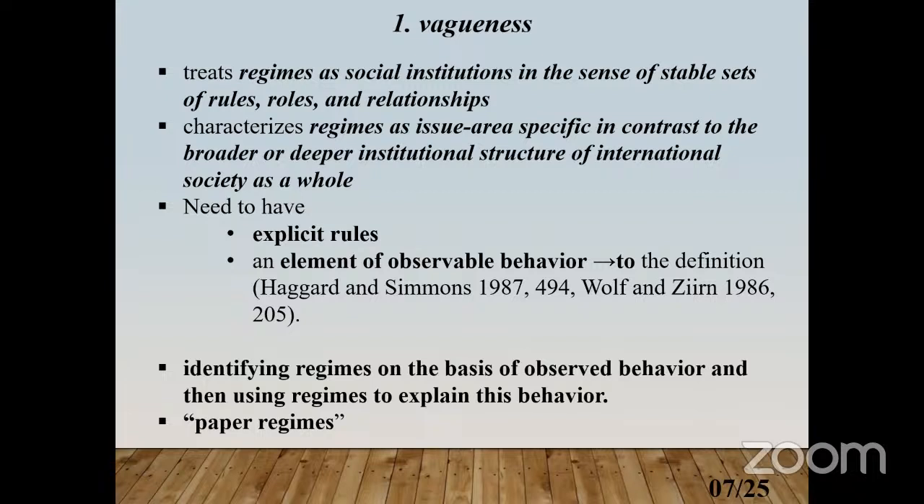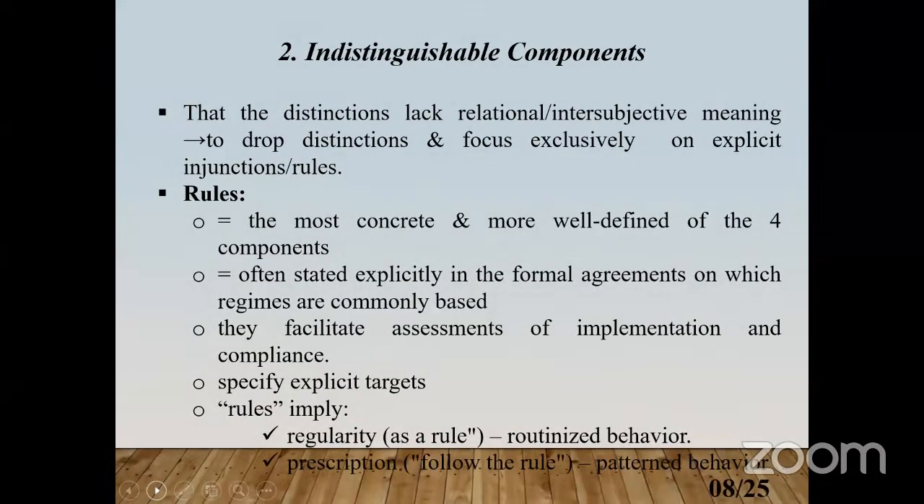Therefore, this leads us to identifying regimes on the basis of observed behavior and then using regimes to explain this behavior. Another criticism is the one that places it that if we look at regimes purely on this definition, we risk having what we can call simply paper regimes and not practical regimes that are to be found within practical scenarios. So you see, this is what we can actually critique of this. Let me talk about this second criticism, and then we look at these elements.